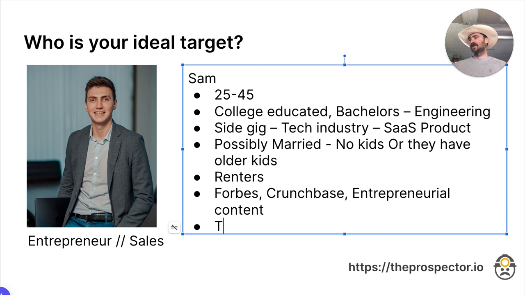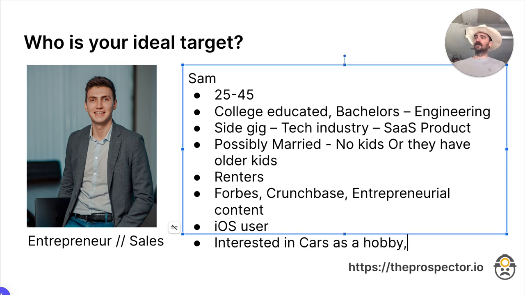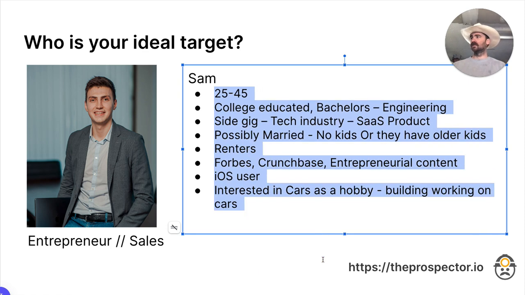They're obviously tech savvy, so we don't need to put that on there. Let's narrow it down to they're an iOS user. Entrepreneurial sales. If they're an engineer, they're probably also, let's say Sam is also interested in cars. And cars as a hobby. Working on cars. If I click out of this, yeah, it'll still show that. Okay, let me reduce this content because we're kind of still building out more information.